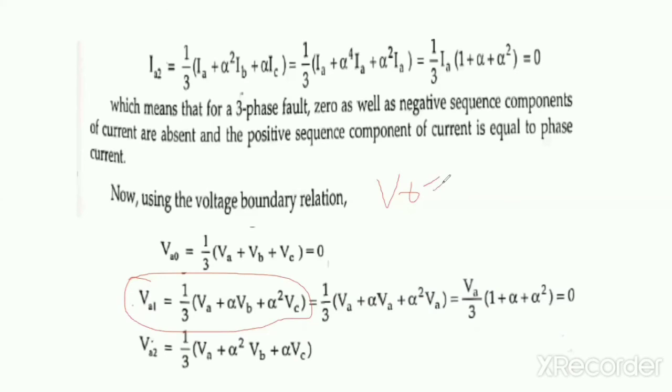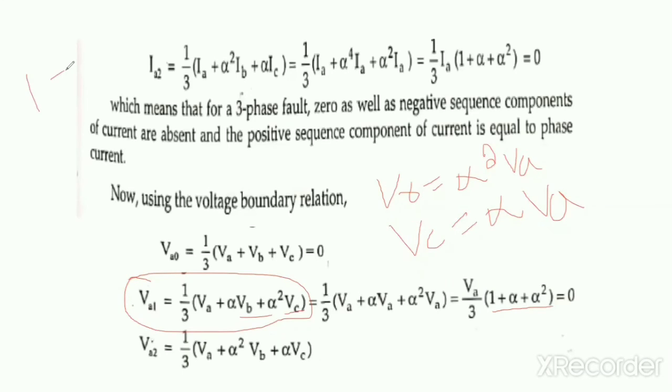VB is equal to alpha square into VA, and also VC is equal to alpha into VA. Okay, by replacing these VB and VC values in this formula, we obtain VA plus alpha VA plus alpha square into VA. Then, taking the common VA term in this equation, we obtain 1 plus alpha plus alpha square.